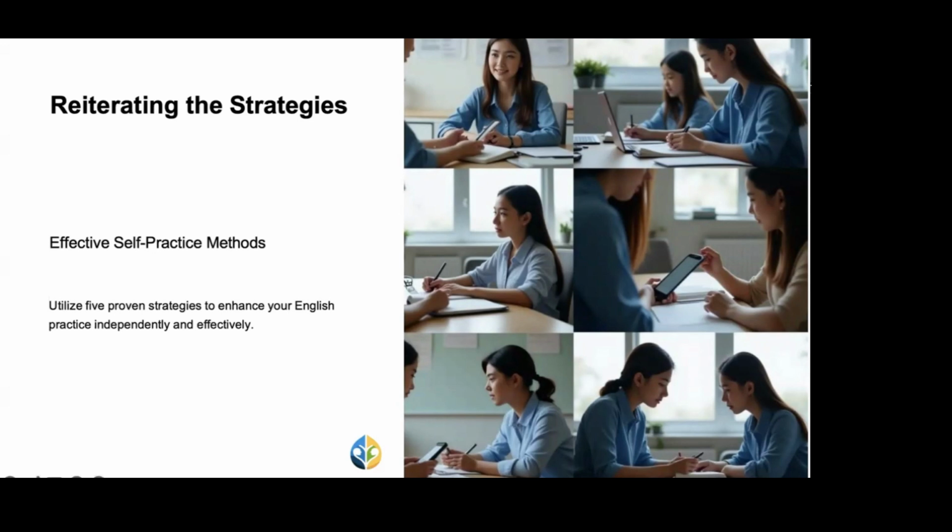Research shows that shadowing can increase pronunciation accuracy by up to 30%. Language learning apps like Duolingo and Babbel have millions of users, demonstrating their effectiveness in engaging learners. Reading aloud not only improves pronunciation, but also aids in comprehension, making it a dual-purpose practice. Writing regularly can boost vocabulary retention by 34% compared to passive learning methods.